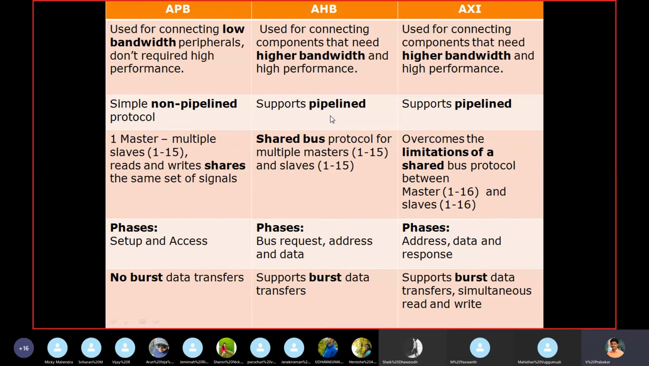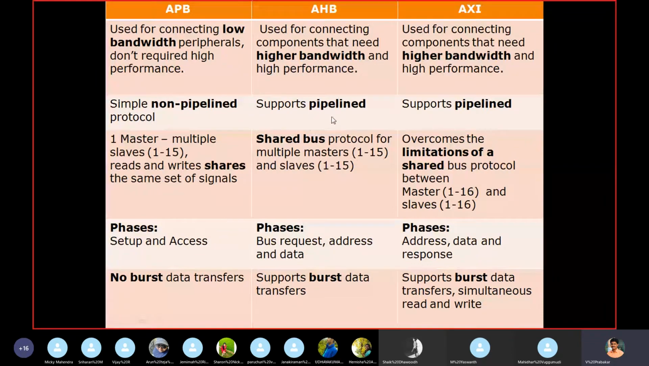Pipelining means that in a single cycle it can do multiple processes. For example, fetch, decode and execute. Okay, these are the few steps that happen in a processor. So in a single clock cycle, the first process, fetch, is happening. In the next cycle, the first process, decode, is happening, and in the second cycle the next process, fetch, is happening. So in the same clock cycle, different processes are running. That is the concept of pipelining. Okay. So AHB supports the pipelining concept, and AXI also supports pipelining.